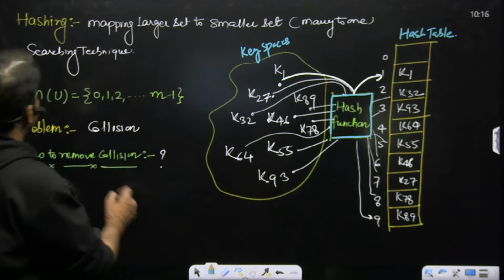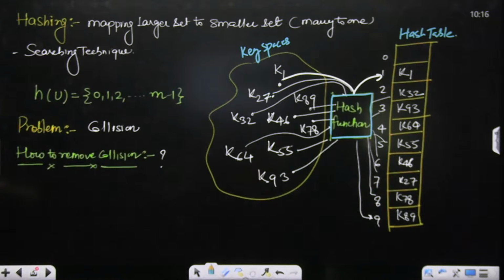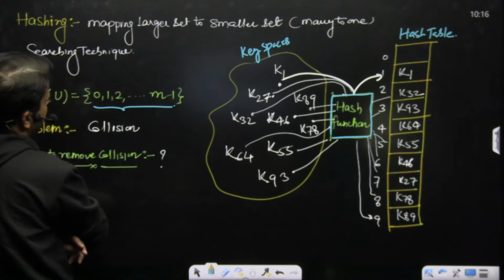So this is the key space or universe. I am applying the hash function, so it produces what? Hash indexes 0 to m minus 1.